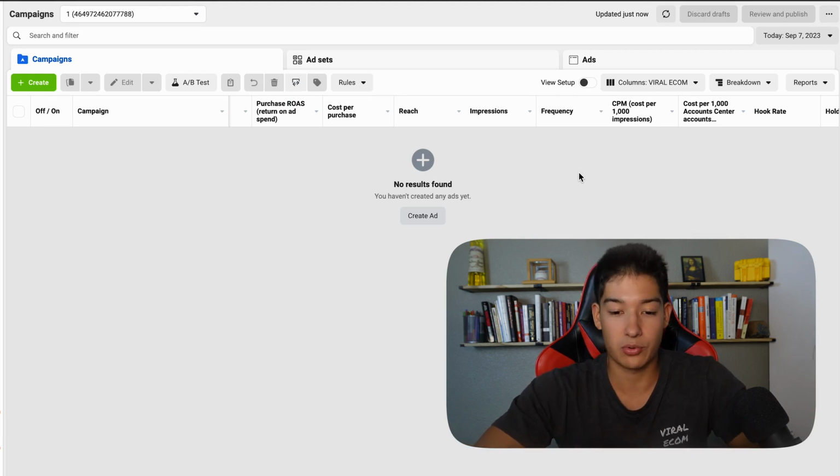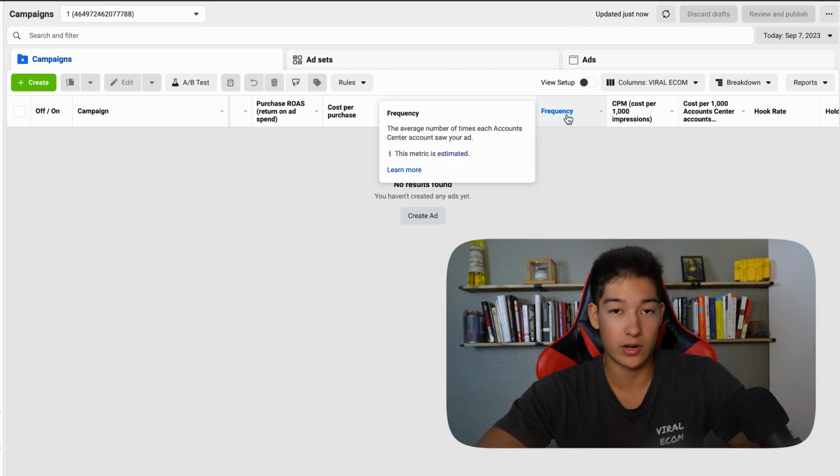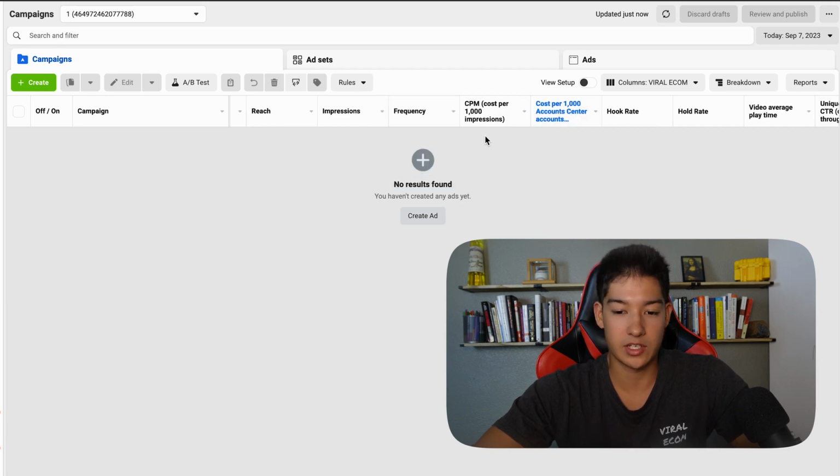So after cost per purchase, it's going to be reach, impressions, and frequency. And a lot of people don't have frequency on here, but I think it is very important. The frequency will show you how many times someone has seen your ad, and this way you can actually see if your ad is reaching new people and new audiences. We have CPMs, and then we also have cost per thousand people reached, which is very similar to CPM.